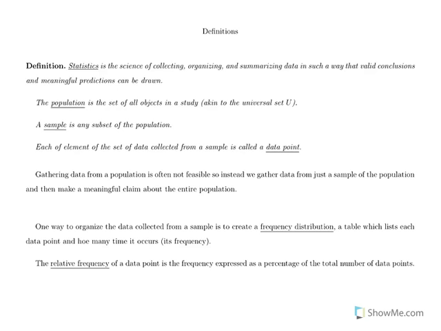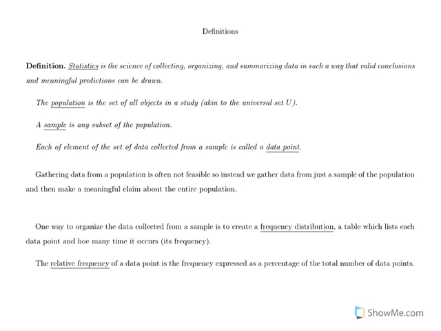So what's the point of having the population and the sample? Gathering data from every person in a population is often not feasible. So instead we gather data just from a sample of the population and then make a meaningful claim about the entire population. For instance, if you want to see some kind of data of some product that you're creating, you're not going to check the weight of each and every single product that comes off the factory line. That would just be way too much work. So instead you look at a subset, just some of them, to make a conclusion about all of them.